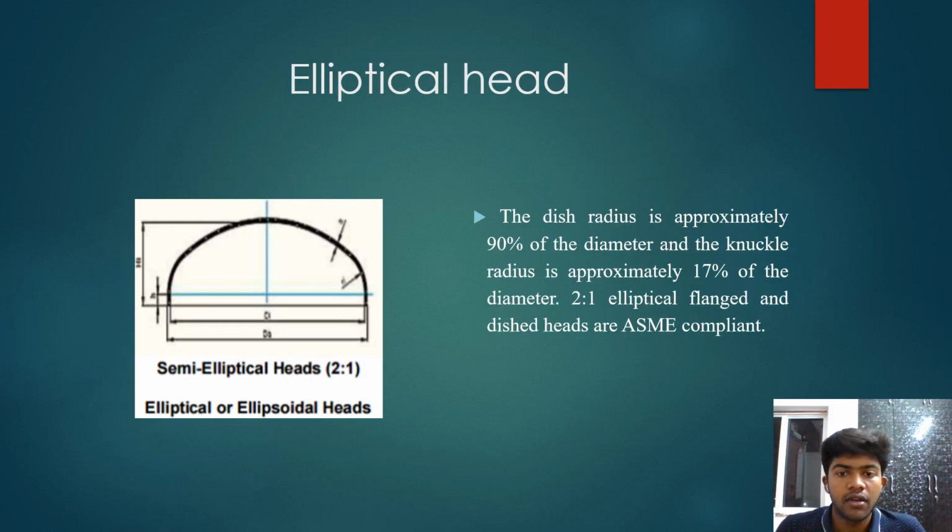The elliptical head. The dish radius is approximately 90% of the diameter and the knuckle radius is approximately 17% of the diameter. So it is generally called the 2:1 elliptical flanged and dished head, or ASME compliant. ASME refers to the American Society of Mechanical Engineers.